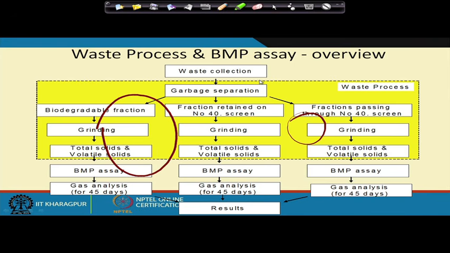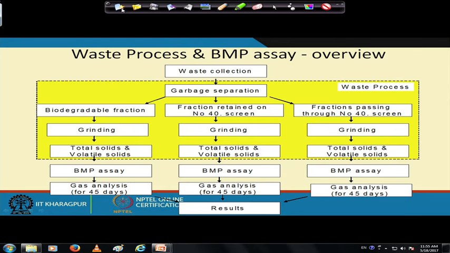After bringing it to the lab, your waste collection is done, and then you separate the garbage. How we separate it is that we take the biodegradable fraction. We look at paper, cardboard, food waste, yard waste, we separate them, and I will show you in the slide right now, and that becomes our biodegradable fraction.